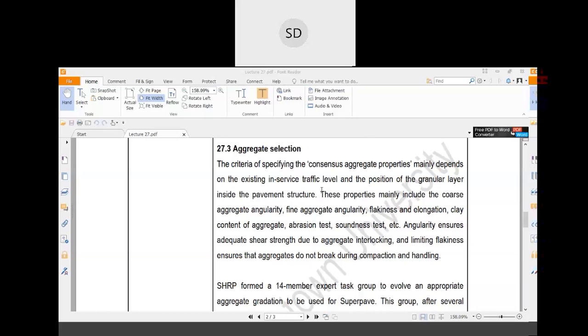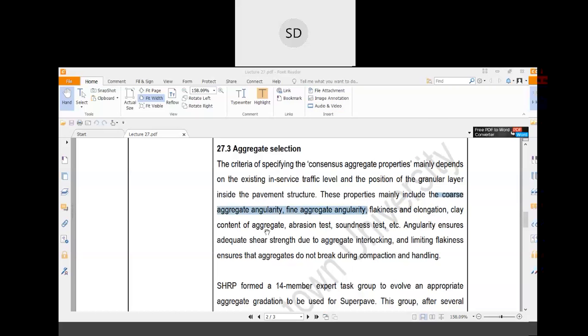So basically, these are coarse aggregate angularity. So we know what is angularity, and we have calculated some numericals based on the angularity numbers. Fine aggregate angularity. Similarly, for the fine aggregate, you also have to find out what is the angularity. Flakiness and elongation. How to know what is the flakiness and elongation? Basically, they are the shape tests of the material to know whether a particle is flaky or elongated.